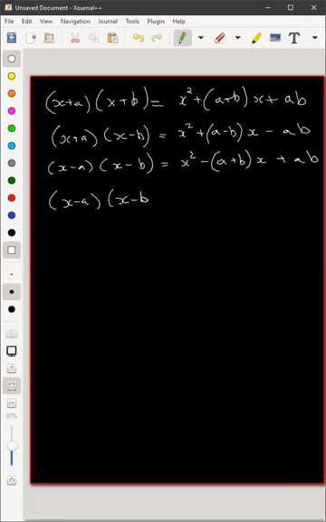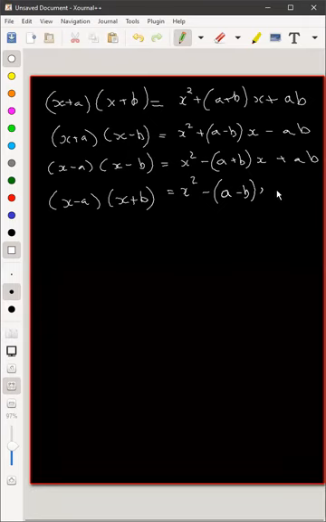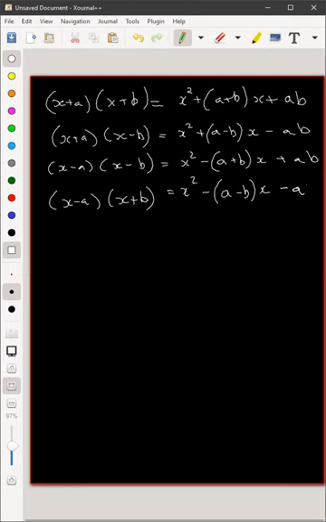Yes, sir. X square, X minus A into minus X plus B. X square minus A minus B in the bracket into X, and minus AB. Minus AB. Well done. I hope nobody has any doubt in this one. Right? Okay, let's move ahead.